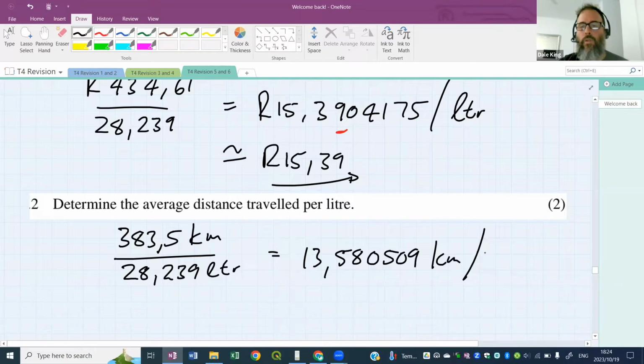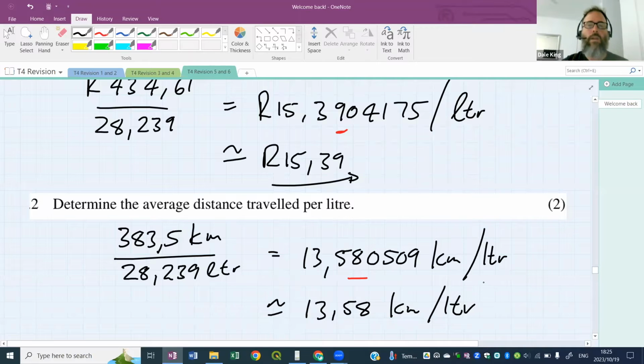Kilometers per liter. Don't forget your units. And we're going to round off. So we're going to look at the second decimal place, and we can see straight away that the second decimal is not going to change. So that is our final answer. Please show your units. You'll make Kia very happy if you always show your units. All right. So well done. Nice and easy so far.